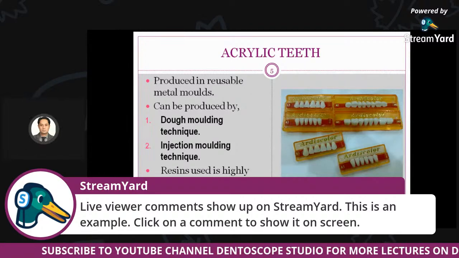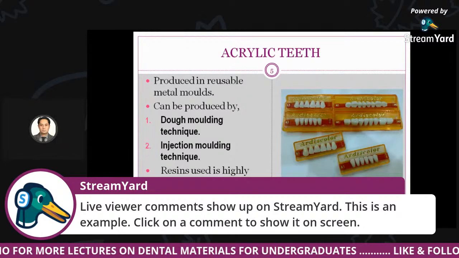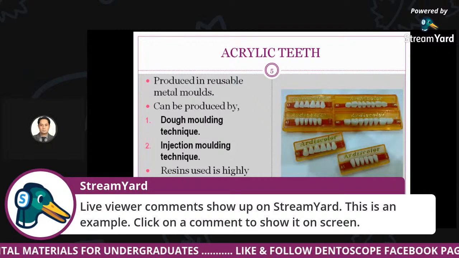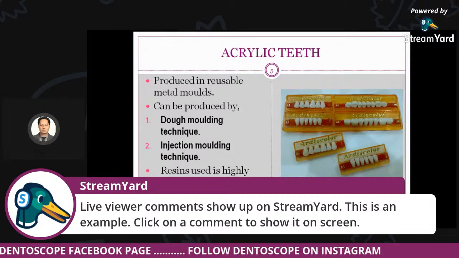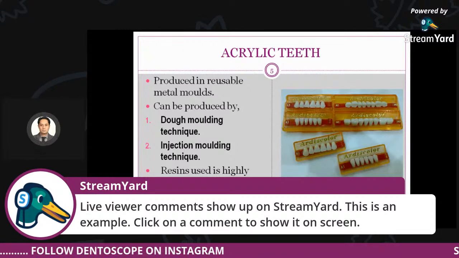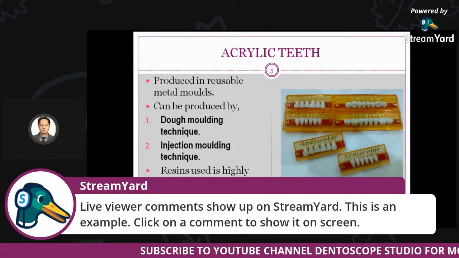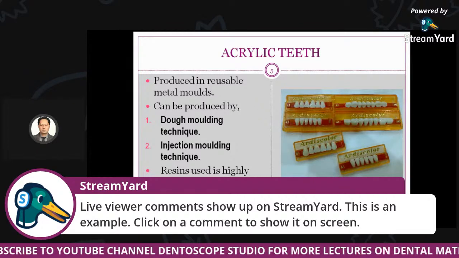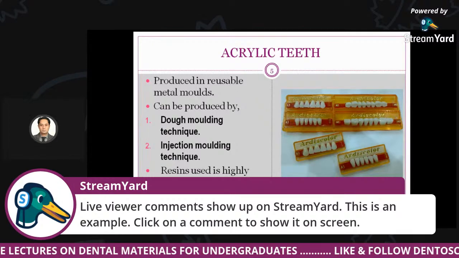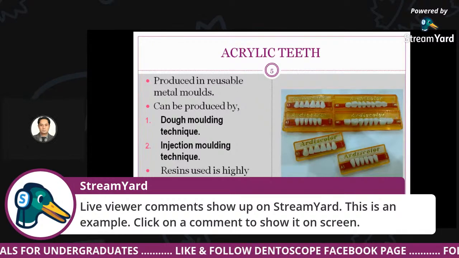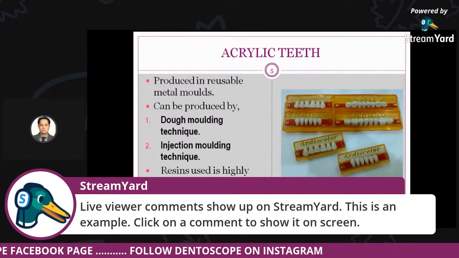And then the resin used in the fabrication of the acrylic teeth, well, they are highly cross-linked. As I told you, acrylic is a polymer, and the polymer is composed of many small units which are called the monomers. The monomers combine and form a large macromolecule which is called the polymer. So acrylic is basically a polymer, and these acrylic chains are much more highly cross-linked. Well, they are intermingled, cross-linked much more than the denture-base acrylic.